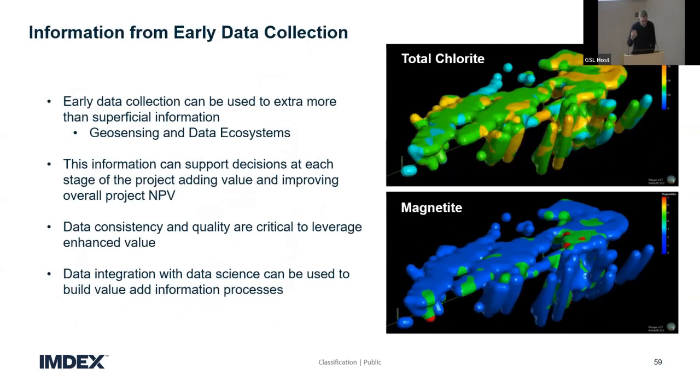So, really, I think one of the things I touched on there is early data collection is critical, and do it well, because the value will exist in that data for your whole project lifecycle. And the information should support decisions, and it will improve your overall project NPV. And data consistency and quality are critical to get this right. If you have quick data that hasn't been QA/QC'd, you'll struggle when you come to try and release that value further down the track.